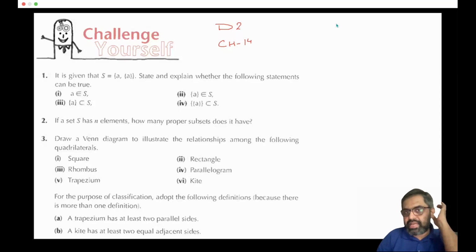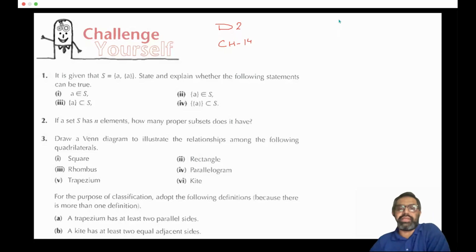So we are going to do Challenge Yourself for chapter 14. This chapter is about sets. So let's have a look at the first problem. We have three problems.